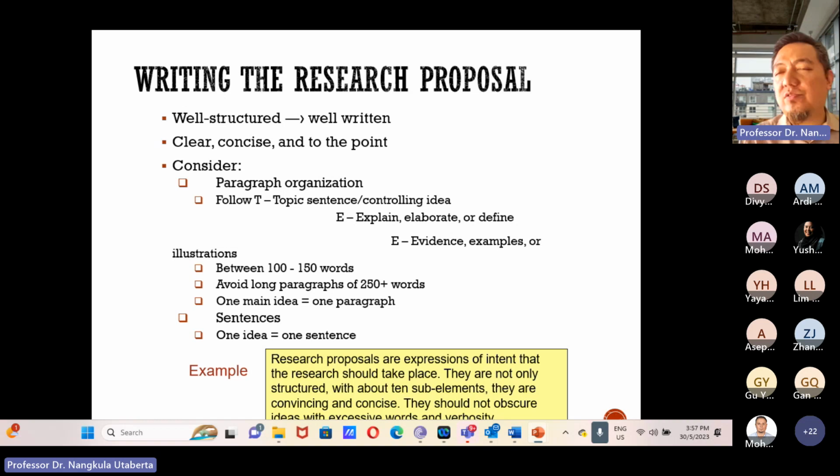I found some students put the whole page in one paragraph. That's not wise, I mean, you irritate your readers. We don't want to have that. One idea, one sentence. So you don't mix lots of ideas in one sentence.